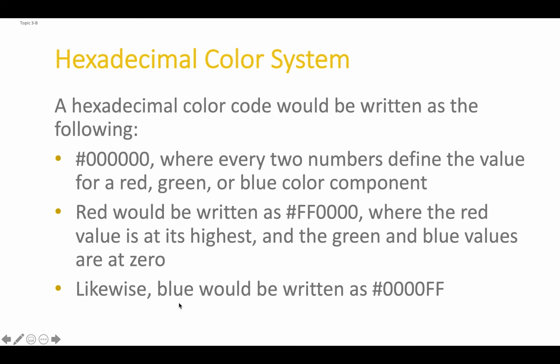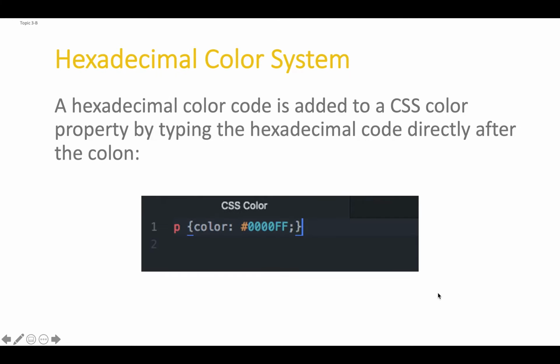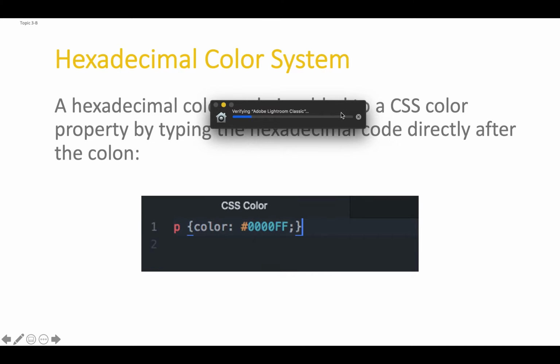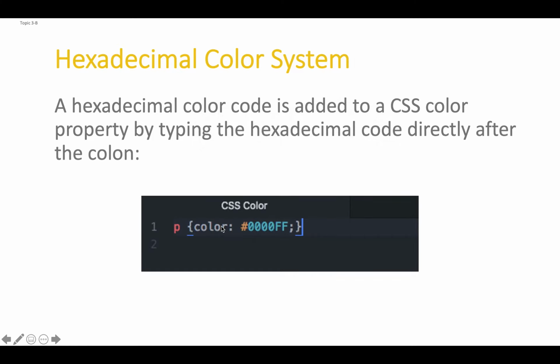And then if you wanted to have pure blue, you would put 00 in the red space, 00 in the green space, and FF, which is full capacity of blue. So this hexadecimal color system is pretty much the standard across the board for defining colors, and it's like a shortcut notation for RGB. If you use a hexadecimal color, you have to put the hashtag symbol in front of it. That's how the browser knows that you are defining a hexadecimal color.